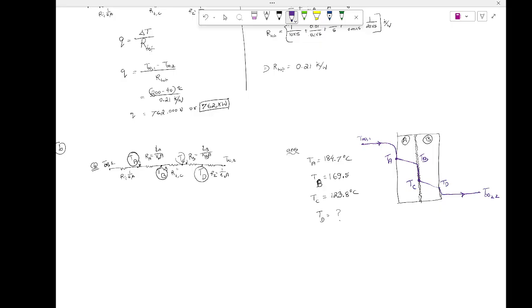Understanding what I did is so important. I explained it verbally, and now I'm putting it in the sketch. Does everyone understand this? In the contact resistance, there should be a temperature drop, right? Because that's the resistance anyway.